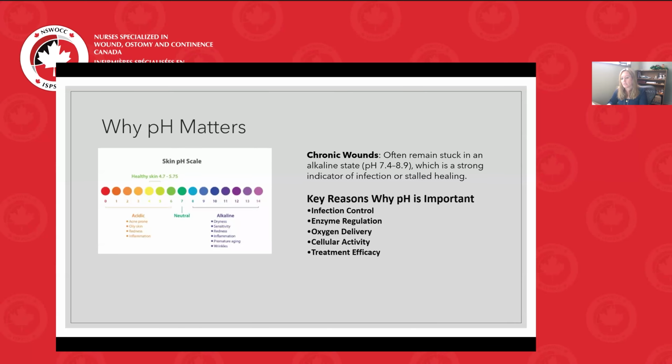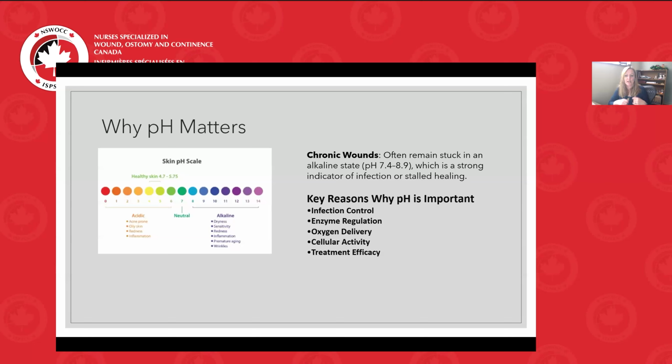So back to why pH matters. pH is important because for infection control, we know that most human pathogens such as Staphylococcus aureus grow best in a neutral to alkaline environment. So that's where your pH is about 7 to 7.5. Acidifying a wound bed creates a hostile environment that inhibits bacterial growth and biofilm formation. So that's why when we have a wound that's a little bit more on the alkaline side, especially a diabetic wound, in people that have diabetes, we make sure that we're utilizing something to create a little bit more acidic environment.